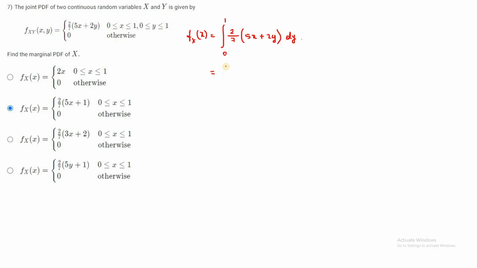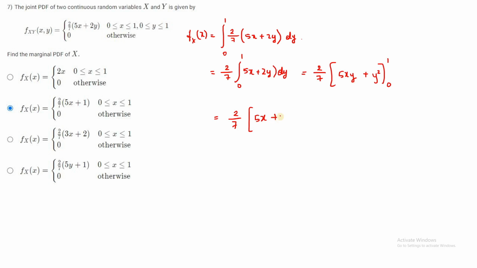Okay, so let's take out 2 by 7 outside. What is remaining? Integral 0 to 1 of (5x plus 2y) dy, which is equal to 2 by 7 into the integral of 5x, which is nothing but 5xy, because we are integrating with respect to y, plus the integral of 2y, which gives y square. What are the limits? 0 to 1, which is equal to 2 by 7 into 5x, because we have 1, right?